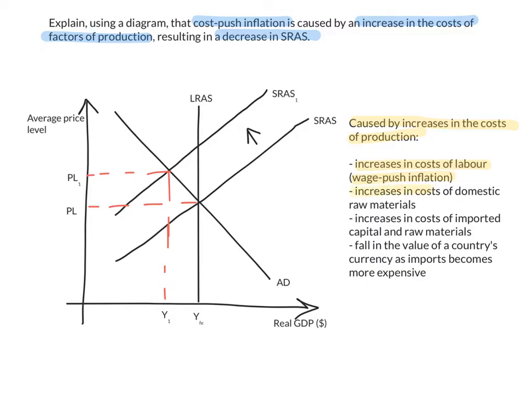Or maybe increases in the costs of domestic raw materials, or increases in the costs of imported capital and imported raw materials. Even if there's a fall in the value of the country's currency, imports might become more expensive, and if countries rely on a lot of imported raw materials, this could all lead to cost-push inflation. So as you can see here, assuming again the economy is at full employment and there's an increase in cost of production, SRAS shifts from SRAS to SRAS1, and the price level rises from PL to PL1, and the level of output falls from YFE to Y1, just here. Okay, now this is cost-push inflation.